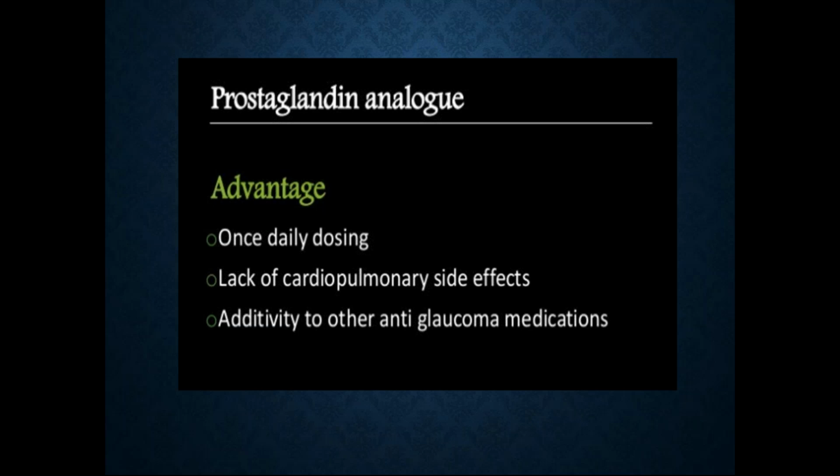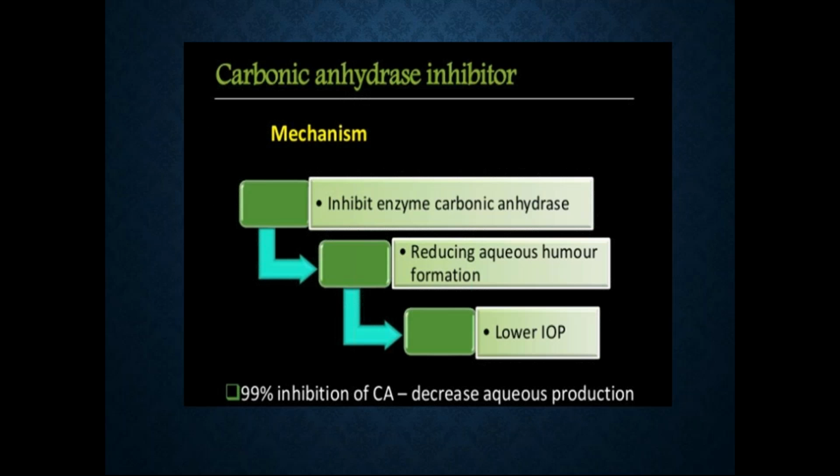There is a lack of cardiopulmonary side effects. If the patient is a cardiac patient, you can happily give latanoprost or travoprost. It can be given with other anti-glaucoma medications. If you have already given the patient timolol, we can give a prostaglandin analog along with that. Its advantages are very important in your viva. What are the advantages of prostaglandin analogs? Once daily usage, lack of cardiopulmonary side effects, and it can be given along with other anti-glaucoma drugs.